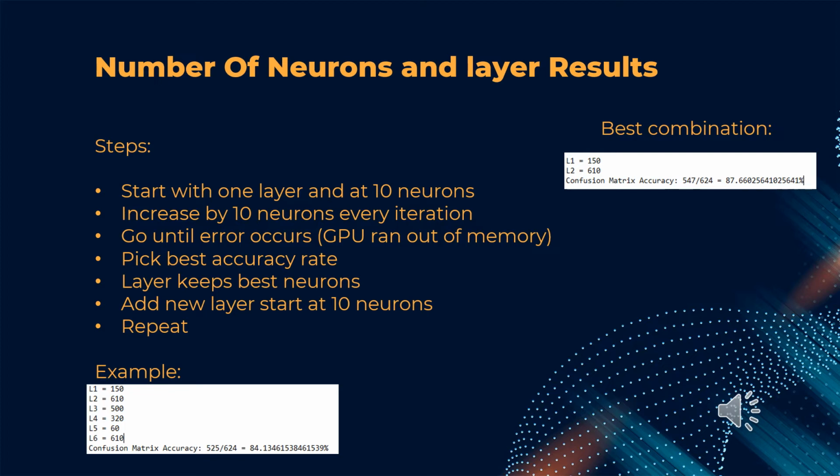An example of this is down below, where we have layers 1 through 6 with different neurons. So layer 1, our best neuron count was 150. Then we added another layer that added 10 neurons each iteration, and then we found the best accuracy for those 2 layers, and then continued. Our best combination of layers and neurons turned out to be 2 layers, the first layer with 150 neurons, and the second layer being 610 neurons, and this resulted in an accuracy of 87.66%.